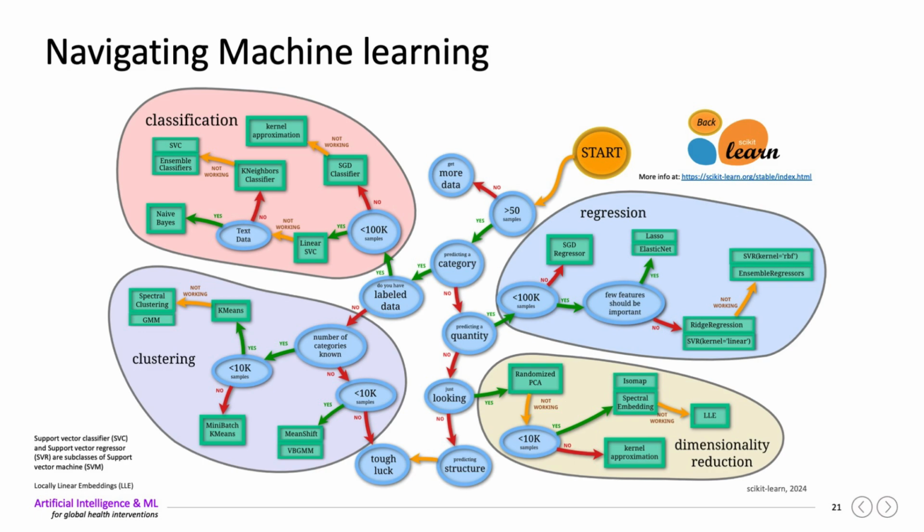For dimensionality reduction, if you are just looking, and the sample size is under 10k, use randomized PCA, otherwise consider kernel approximation. If instead you are predicting underlying structure, algorithms like isomap, spectral embedding, or locally linear embedding, LLE, are recommended. In this way, the diagram guides innovators systematically from data availability and labels through problem type and sample size towards sensible baseline models, with clear fallbacks if an initial choice doesn't work.